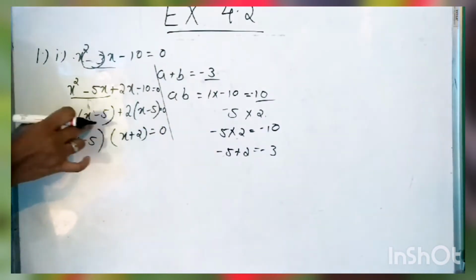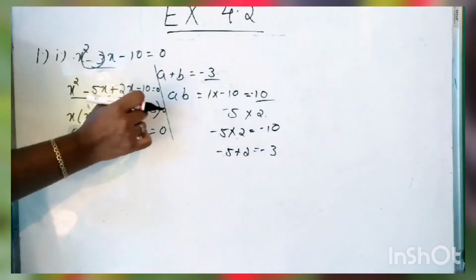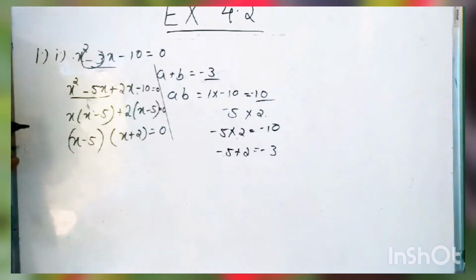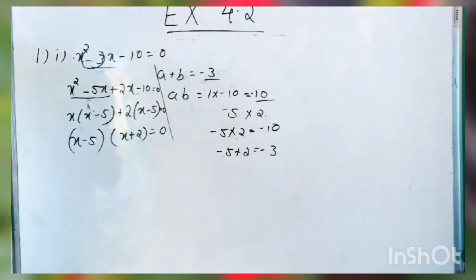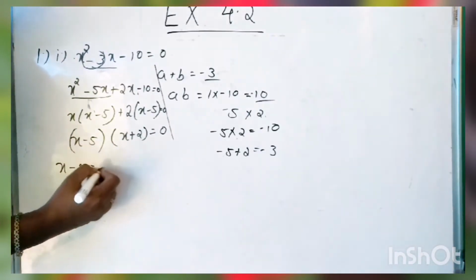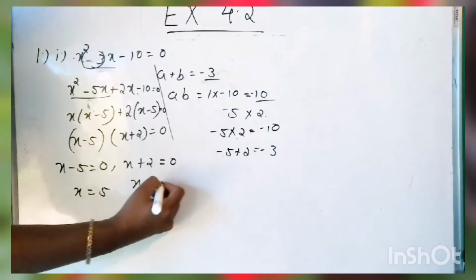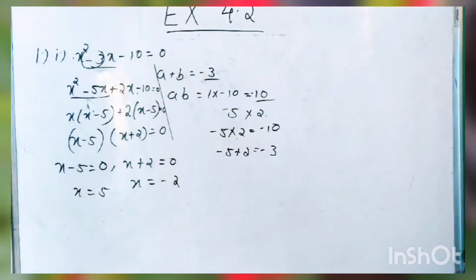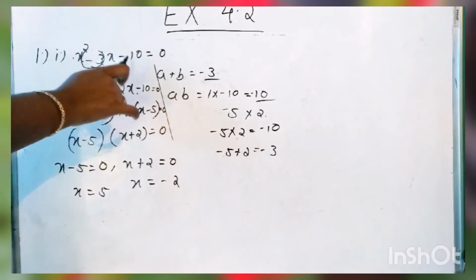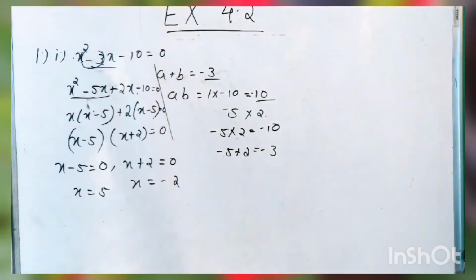If we take x minus 5 from the first term, we will have x there. And if we take x minus 5 from the second term, we will have 2 there. So we have x minus 5 into x plus 2. Here the product of two numbers is equal to 0. That means either the first number is equal to 0 or the second number is equal to 0. This means x is equal to 5 or x is equal to minus 2. Therefore, 5 and minus 2 are the roots of the quadratic equation x square minus 3x minus 10 is equal to 0.